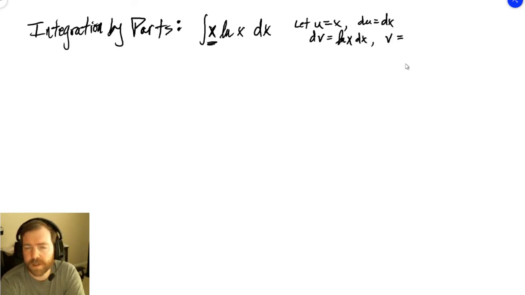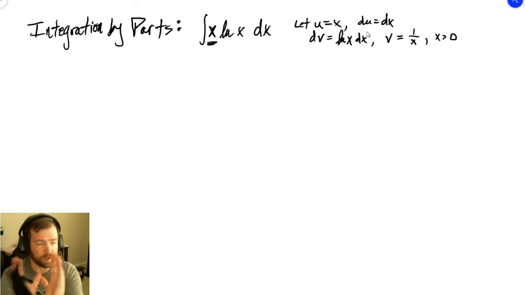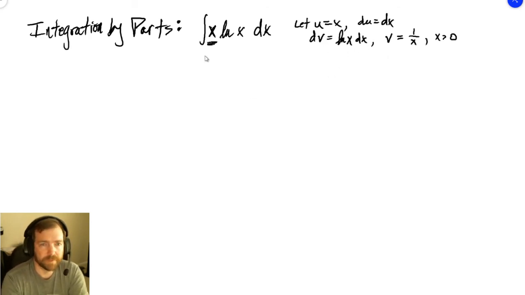And therefore v is equal to the integral of natural log of x dx, which is going to be 1 over x, provided that x is then positive. Keeping in mind again, since we have just natural log of x, it's not the natural log of absolute value of x. This is automatically restricting the domain.